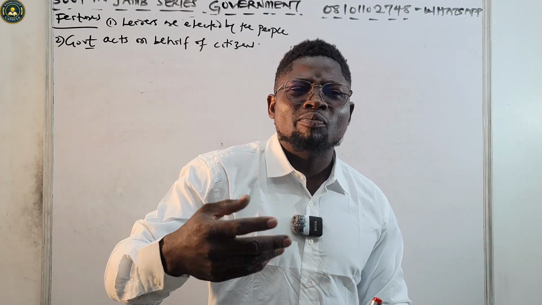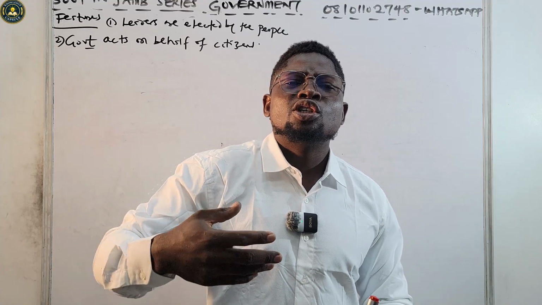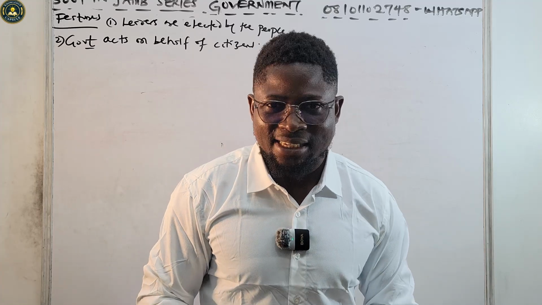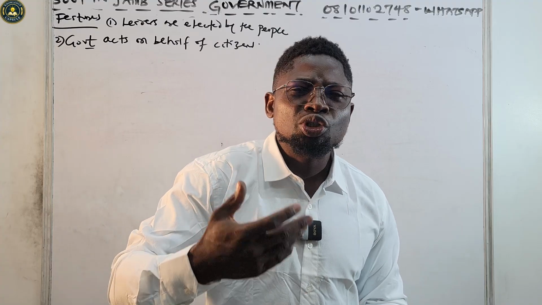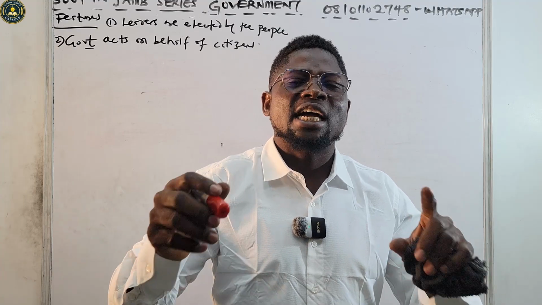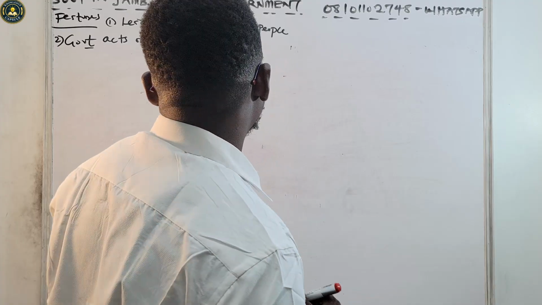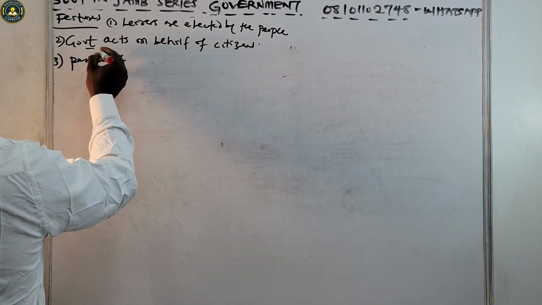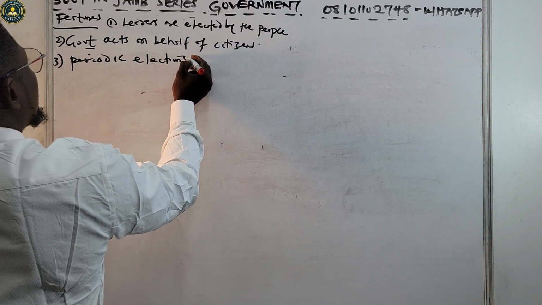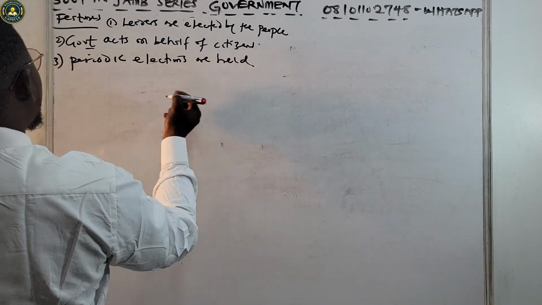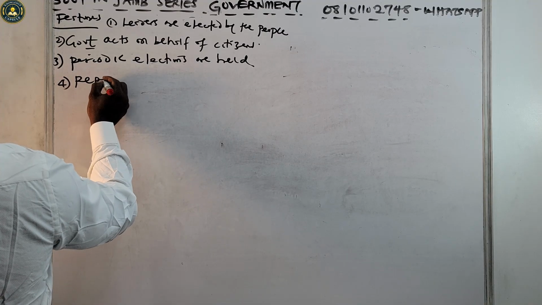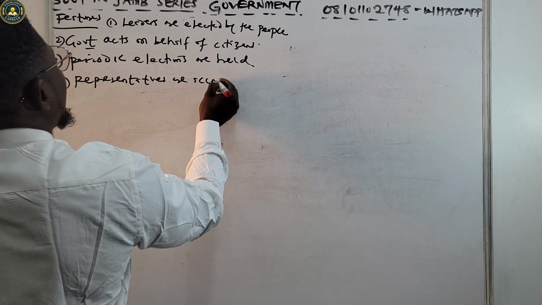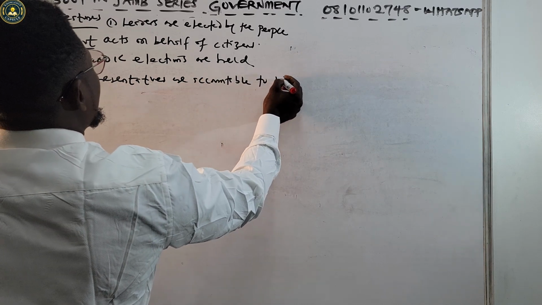So the essence of periodic elections is so that we can change the underperforming leaders or representatives, and then choose new leaders that will chart our course. So number three, periodic elections are held. Then number four, representatives are accountable to the people.